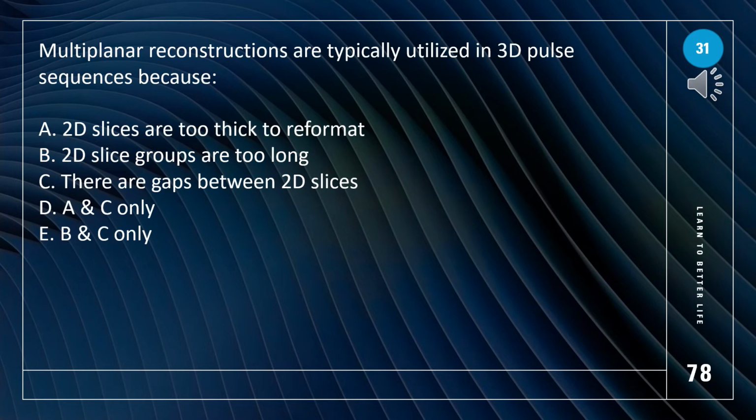Multiplanar reconstructions are typically utilized in 3D pulse sequences because A. 2D slices are too thick to reformat. B. 2D slice groups are too long. C. There are gaps between 2D slices. D. A and C only. E. B and C only. The answer is D. A and C only.